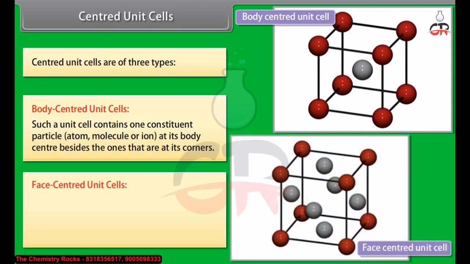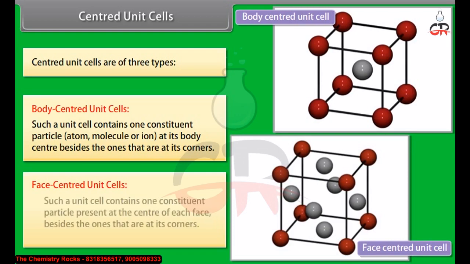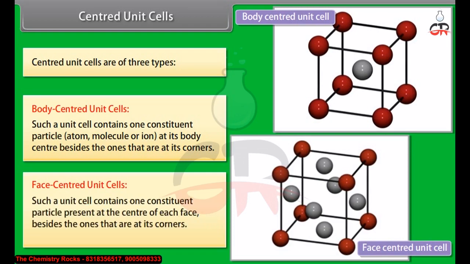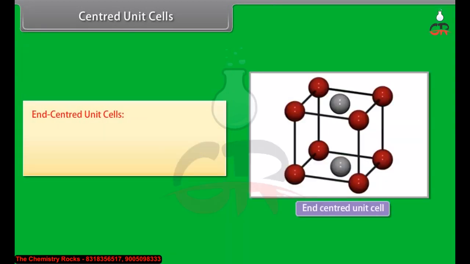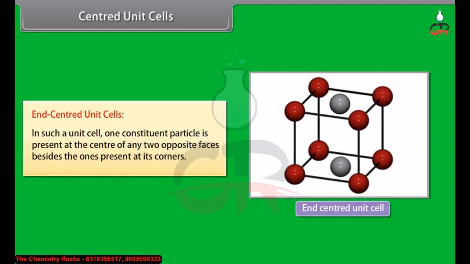2. Face-centered unit cells. Such a unit cell contains 1 constituent particle present at the center of each face besides the ones that are at its corners. 3. End-centered unit cells. In such a unit cell, 1 constituent particle is present at the center of any 2 opposite faces besides the ones present at its corners.